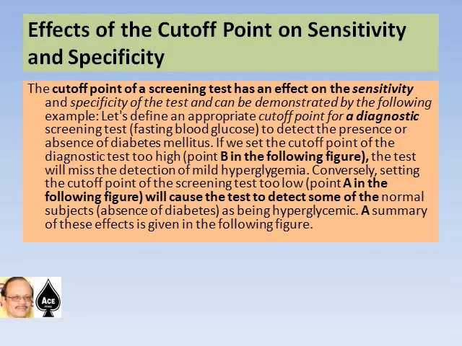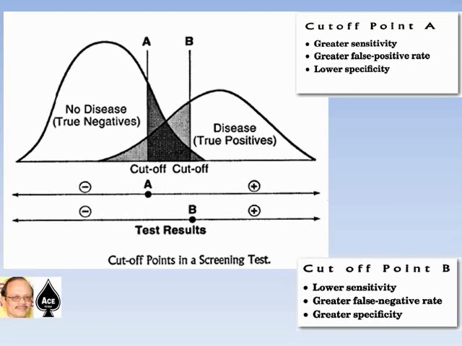If we set the cutoff point of the diagnostic test too high, like point B in the following figure, the test will miss the detection of mild hyperglycemia. Conversely, setting the cutoff point of the screening test too low, like point A in the following figure, will cause the test to detect some of the normal subjects, like absence of diabetes, as being hyperglycemic. So a summary of these effects is given in the following figure.